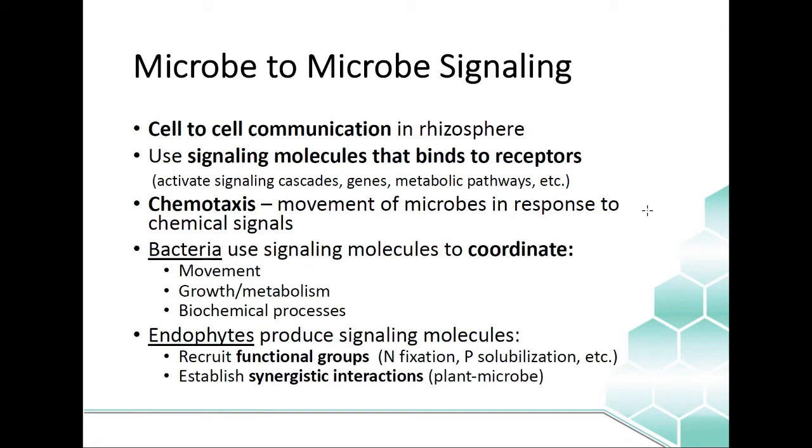Then the second group of microbes that are also very involved in signaling are endophytes. Endophytes produce signaling molecules, first of all, to get microbes with a specific function, as I mentioned, nitrogen fixation, phosphate solubilization, maybe pathogen suppression, to recruit those groups, those functional groups as we call them, to the rhizosphere. And then also to establish these beneficial interactions between the plant and the microbe.